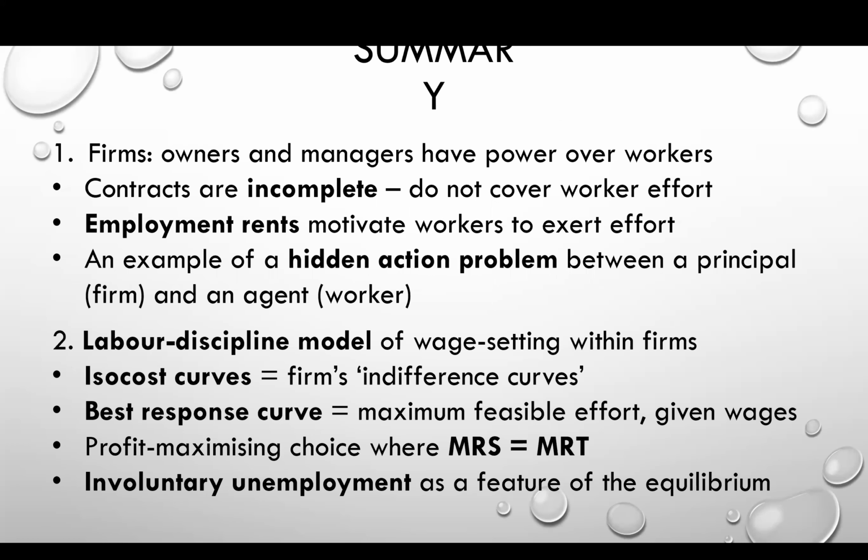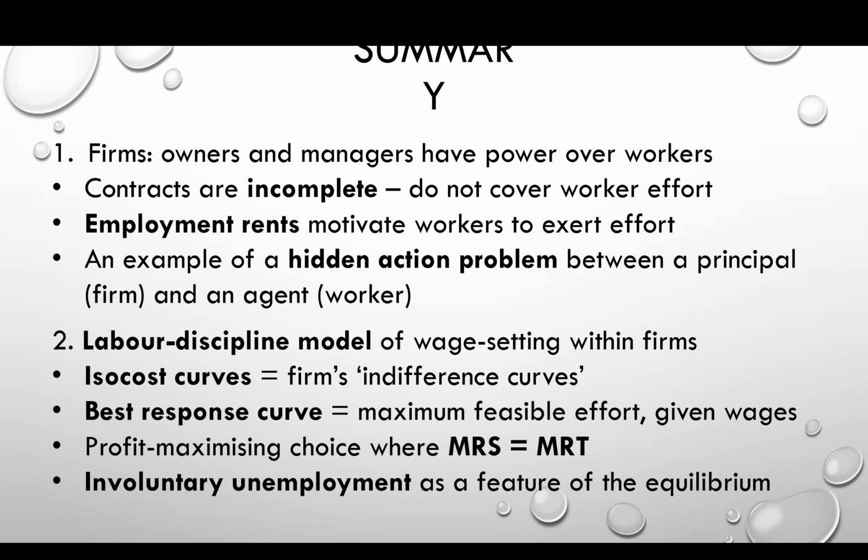So in summary, in firms, owners and managers usually have power over workers. Contracts are incomplete, so not all of the terms are known, and they do not cover worker effort. Employment rents serve to motivate workers to exert effort. An example of a hidden action problem between a principal firm and an agent worker is that the worker can lie to a potential employer about how much they're going to work.